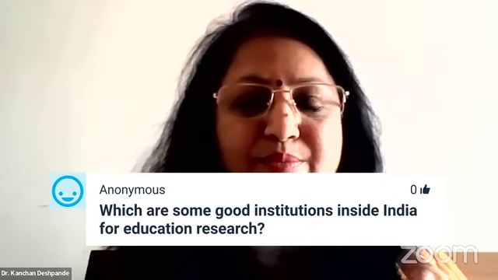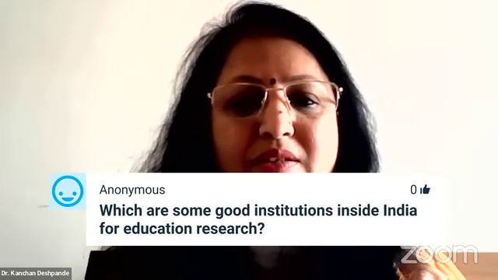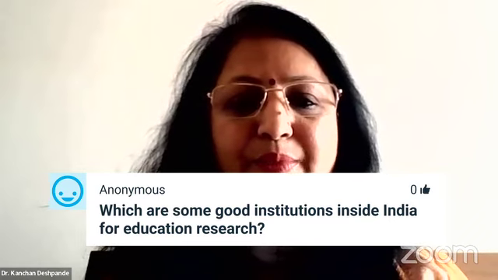Okay. So which are some good institutions inside India for education research? NCERT is one of them, very prominent. They are working on researches. They give exposure to the teachers to run this action research program, the diploma. They have some diploma courses about teaching sciences in particular classes, teaching mathematics.